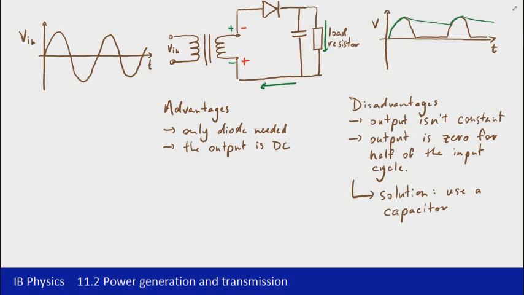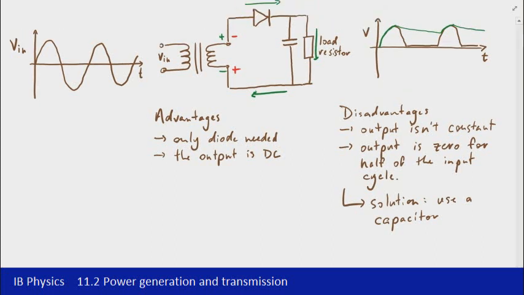There's a little bit of a ripple there, I suppose, a difference between the highest and the lowest, but it's much more constant than what it was previously. The size of the capacitor can be taken into consideration there to make it as small a ripple as possible. So that's how the half-wave rectifier works.